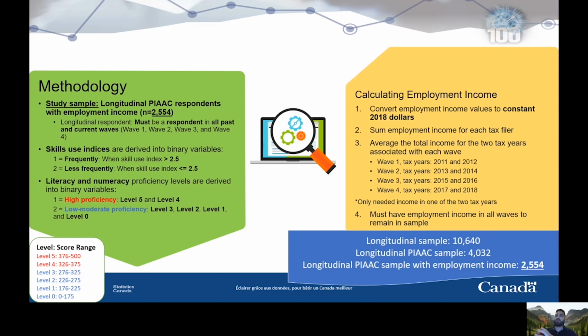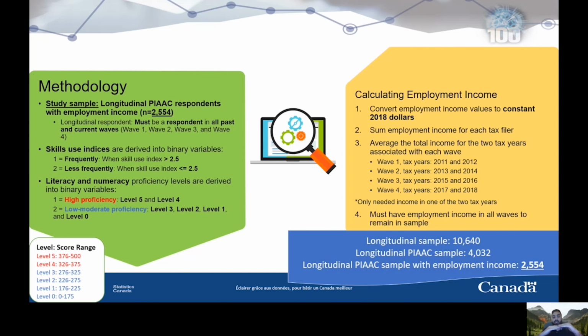Now let's figure out how we calculated employment income. In order to use employment income, we had to conduct some calculations with it before we can actually use it for analysis. First, we converted employment income to constant dollars, which it was current before, and this was done to account for purchasing power. Then, since some individuals have more than one tax slip, since they have more than one employer, we summed those up to get total employment income for that year.